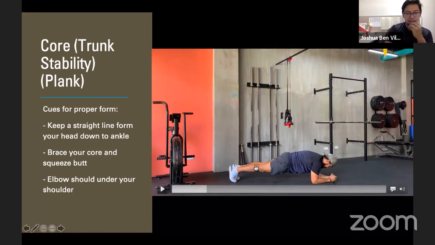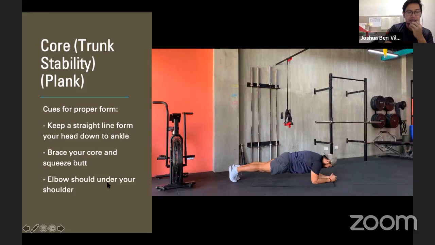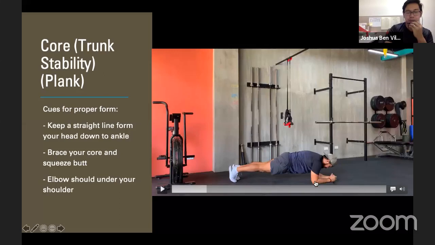To have a straight line like this. This is also very important. Elbow should be under your shoulder. It can be placed farther, but it's very difficult. All right, so there you go. So that's a plank.